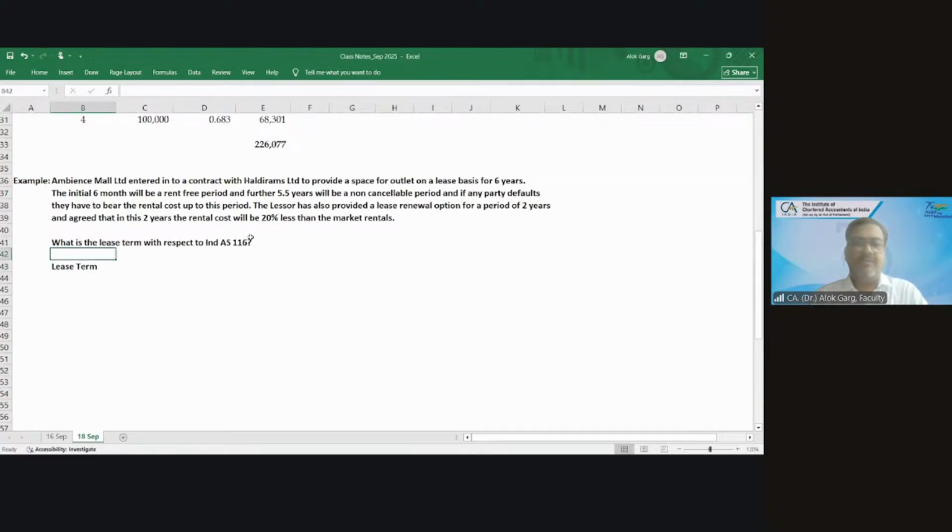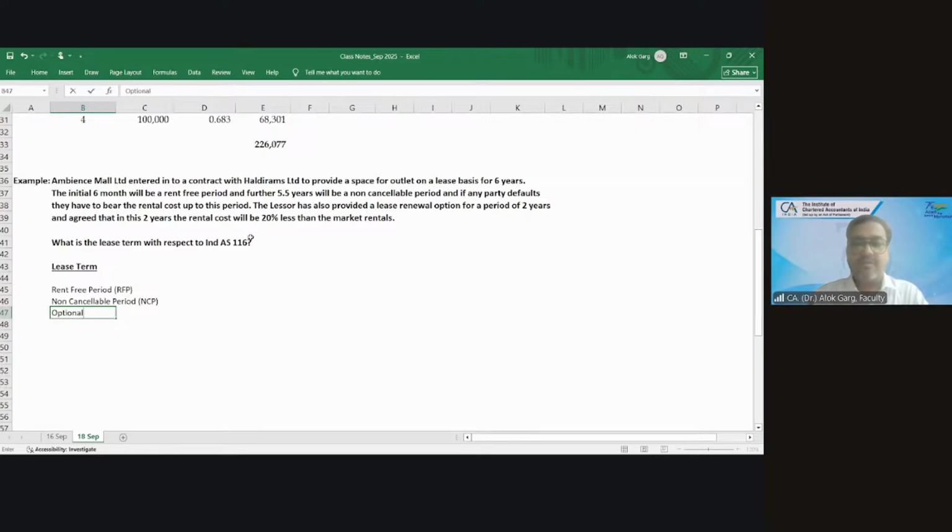Yes. Your lease term is equal to, first of all, non-cancelable period, NCP. And before that, let me write RFP, our rent-free period, because the initial period is rent-free period. This rent-free period can be in between also, at the end also. So this rent-free period will not necessarily always be at the beginning.